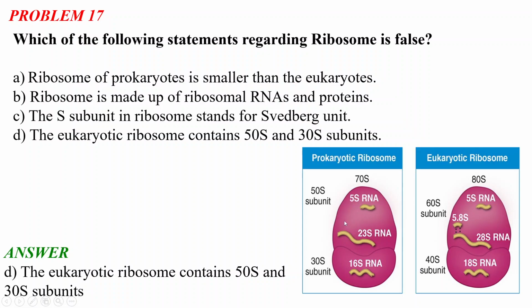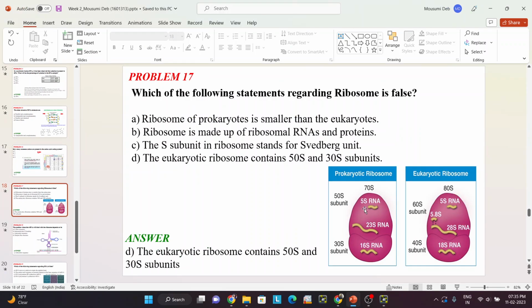Okay. So this is the basic difference between the two. The ribosome of prokaryotes is smaller than that of eukaryotes. It is a correct statement. And the ribosome is made up of ribosomal RNAs and proteins. The RNA mentioned here is the ribosomal RNA. And the S subunit of the ribosome stands for the Svedberg unit. The last point was false, because the prokaryotic ribosome has 50S and 30S subunits, but the eukaryotic has 60S and 40S subunits. Okay.